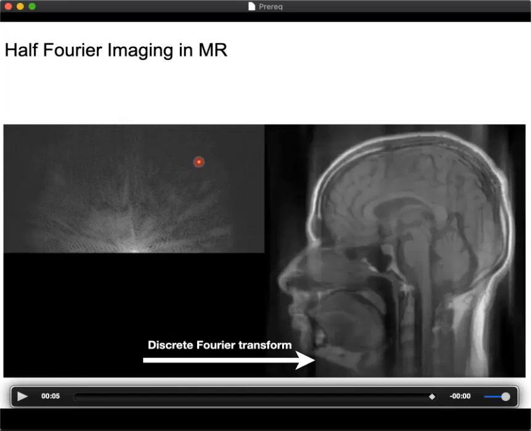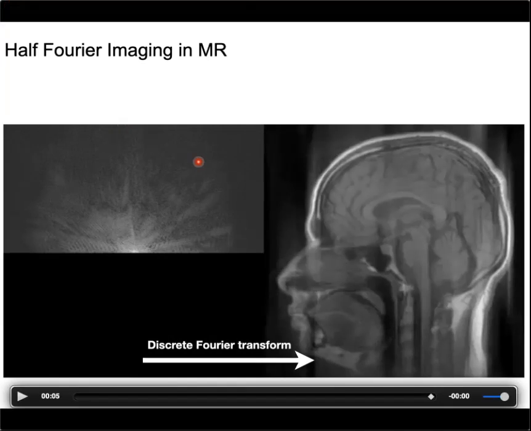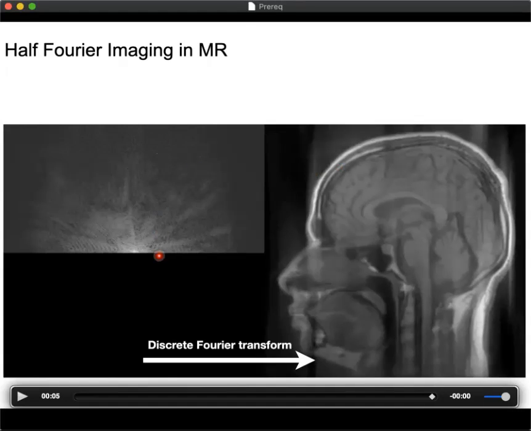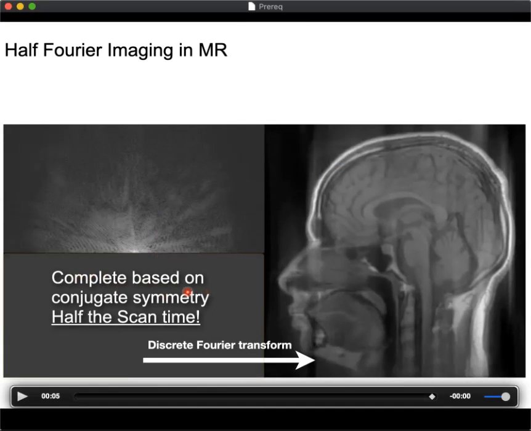But then if I know that the image is real, I mean, from a certain point of view, MR images should be real. Why shouldn't they be? They represent magnetization. Why should that be complex valued, right? So if the image was real, then collecting only half of the frequency domain would have been enough in order to reconstruct an image. All you have to do is complete the other part based on this part. So this part should be a conjugate symmetry of this part.